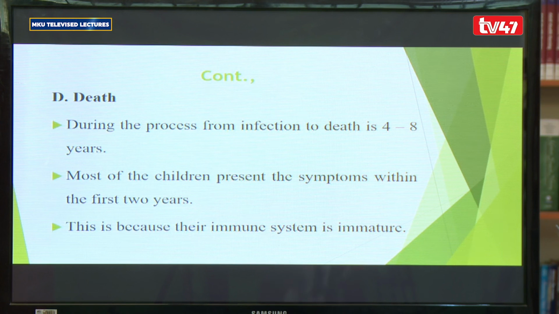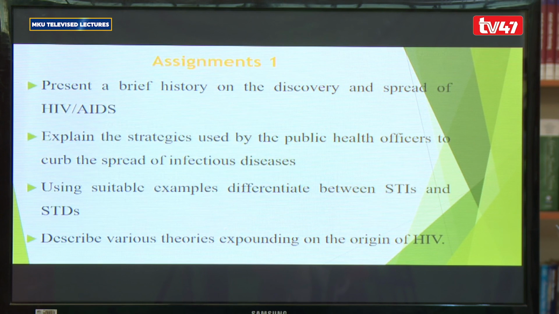Most of the children present the symptoms within the first 2 years. This is because their immune system is immature. But today, the length has increased because of the introduction of ARVs. So a person can live even up to 15 or 20 years, so long as they follow the instructions correctly and take the medication as required. So that is the end.